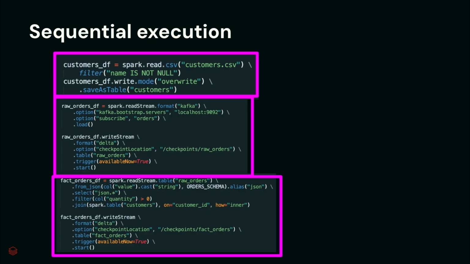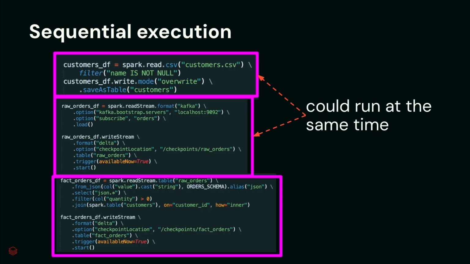This will work okay, but there are a few things about it that are not ideal. First, it's definitely not the fastest way to do things. One thing we might notice is that the step where we update the customers table and the step where we update the raw orders table have no dependency on each other. So this means that it's possible to run those steps at the same time. This could make our pipeline complete much more quickly.